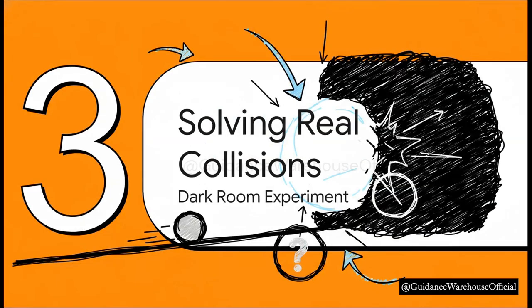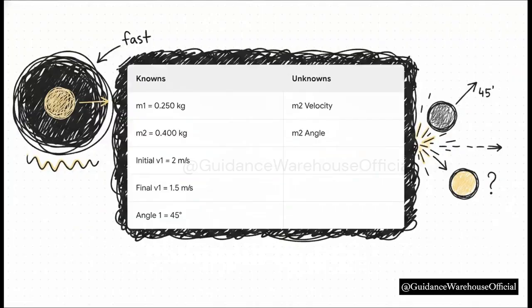Section 3. Solving a real collision. The darkroom experiment. Let's actually put this to work. Picture this. You slide a 0.2500 kilogram object into a pitch-black room at exactly 2 meters per second. You can't see a thing, but you hear a crash.